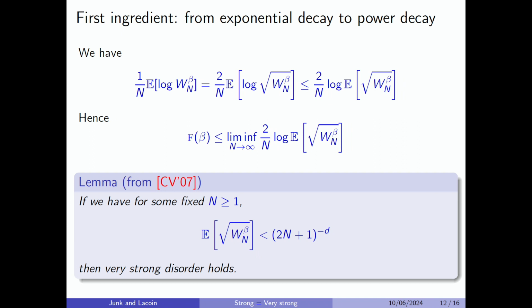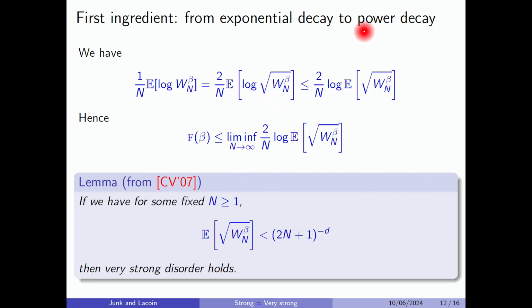And the idea is that you can transform this log into a square root, and you will see in this lemma why it's convenient to have a square root. The way you can do this is, the log of Wn is twice the log of the square root of Wn, and then you apply Jensen.